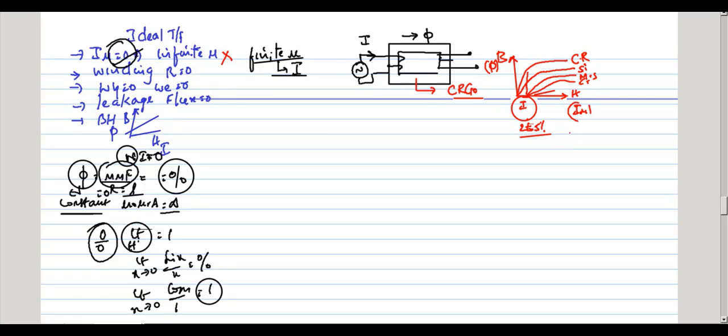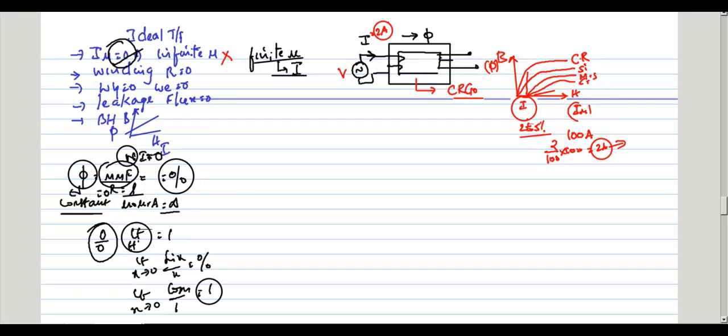For example, if I have 100 amperes, what is 2%? 2 by 100 into 100, so 2 amperes is required. 2 amperes is very negligible compared to 100 amperes. This is CRGO steel, so whenever the supply voltage is given, it takes only 2 amperes. It does not require 100 amperes to produce the flux in the transformer core, only 2 amperes, because of the CRGO steel. If you take more than 2 amperes, the magnetic core goes into saturation.